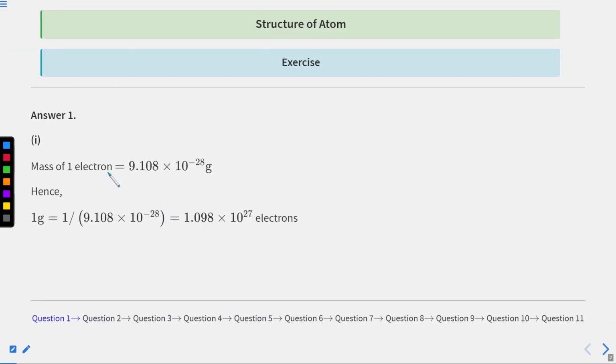So the same thing is done here. The mass of 1 electron is this much. So 1 gram would contain 1 by 9.1 into 10 to the power minus 28. That is this much number of electrons in 1 gram.